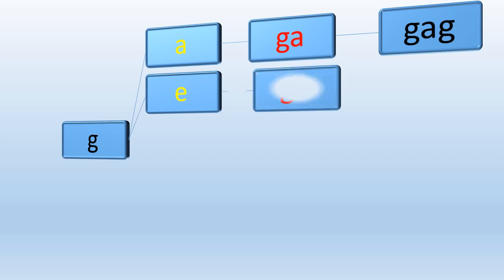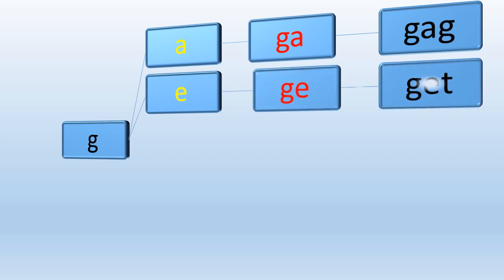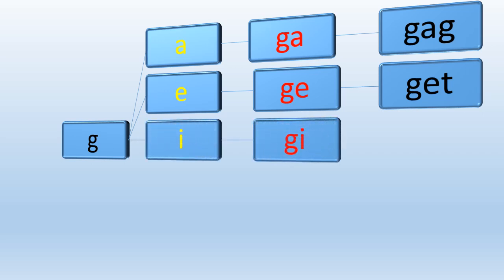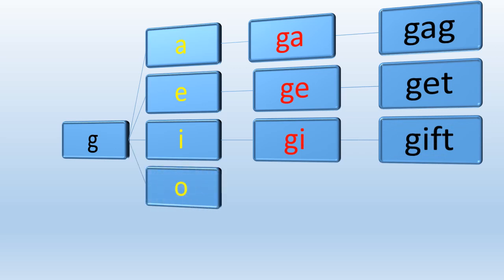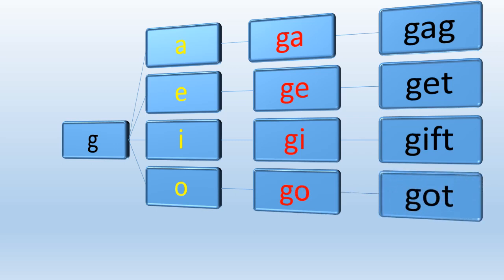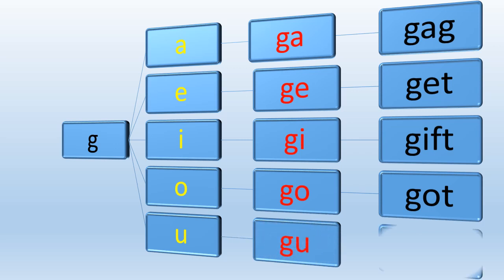The next letter is G. G, A, G, as in gag. G, E, Ge, as in get. G, I, Gi, as in gift. G, O, Go, as in got. G, U, G, as in gum.